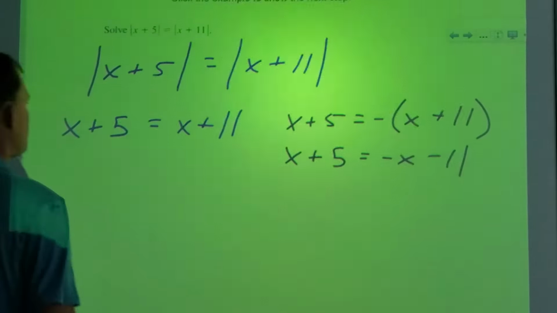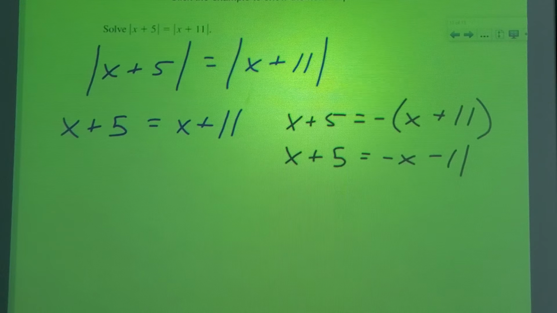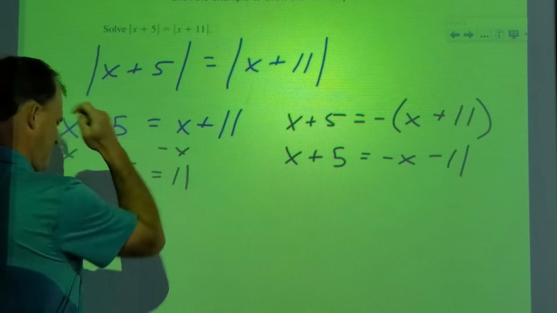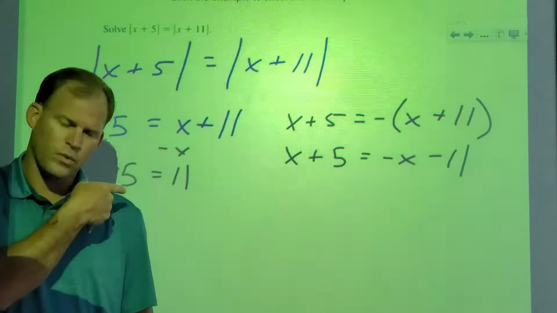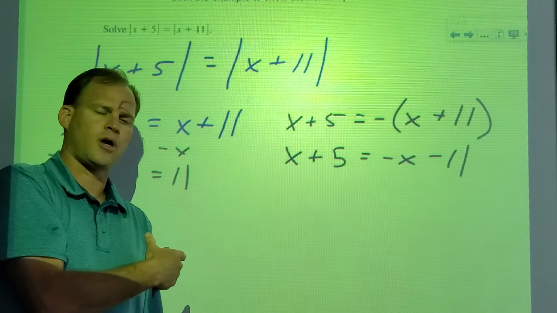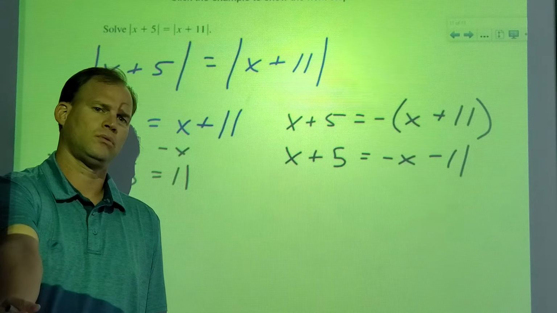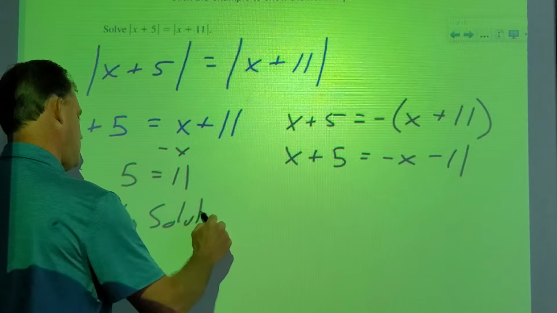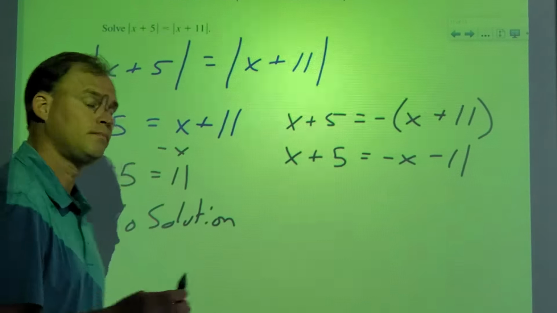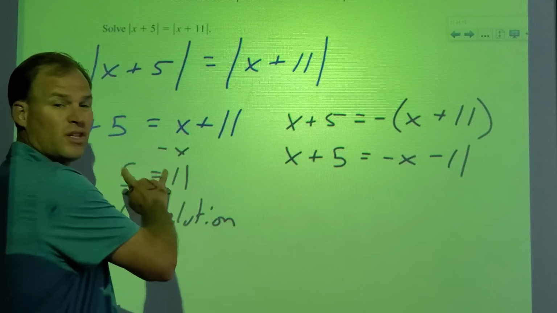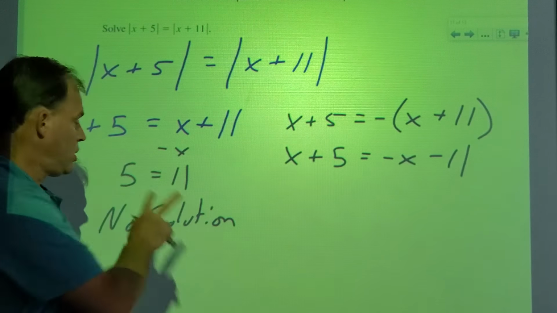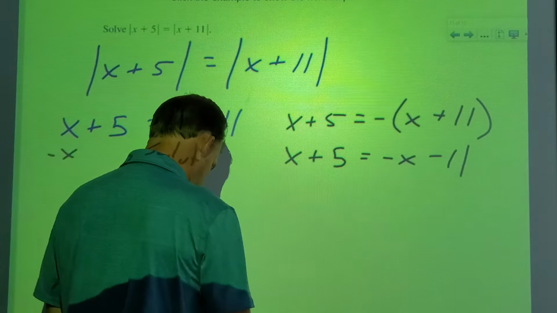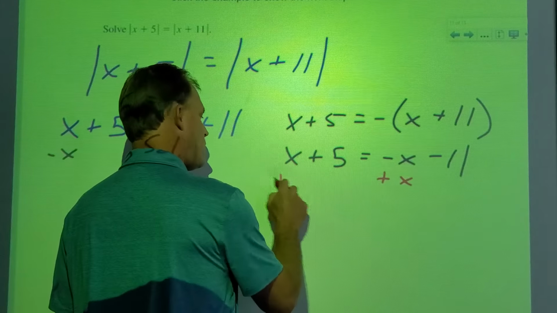All right? So over here, get the variables on the same side. We talked about this before. The variables have dropped out. What happens? No solution. If these two numbers are different, it's no solution. If they're the same number, all reals. Different numbers, no solution. Over on this side, get the variables on the same side.